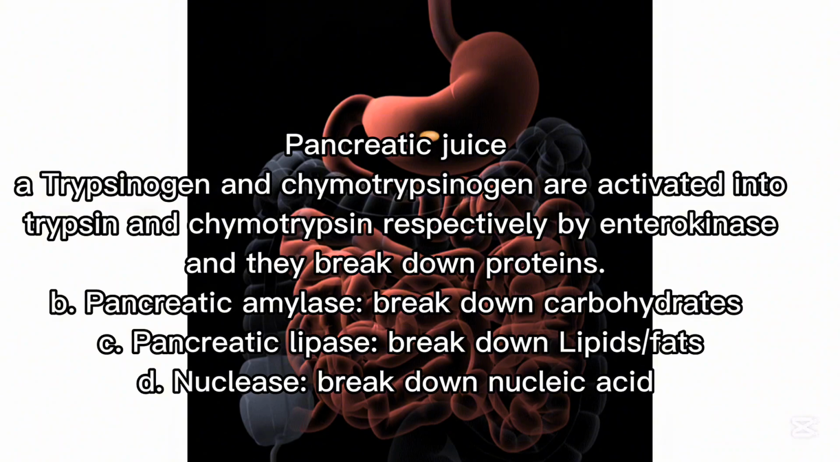Number two enzyme is pancreatic amylase, which breaks down complex carbohydrates into simple form. And number three is pancreatic lipase. This lipase breaks down lipids or fats. And number four is nuclease, and this breaks down the nucleic acid.